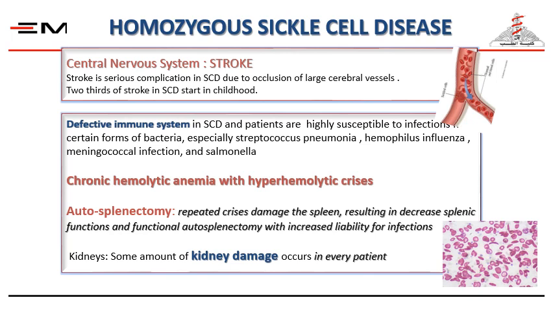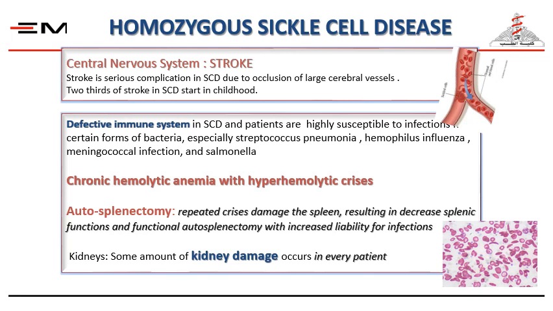The very serious complication of sickle cell disease is stroke due to occlusion of the large cerebral vessels. 2/3 of strokes in sickle cell disease start in childhood. Chronic hemolytic anemia is the usual in sickle cell disease, but there may be hyperhemolytic crisis.